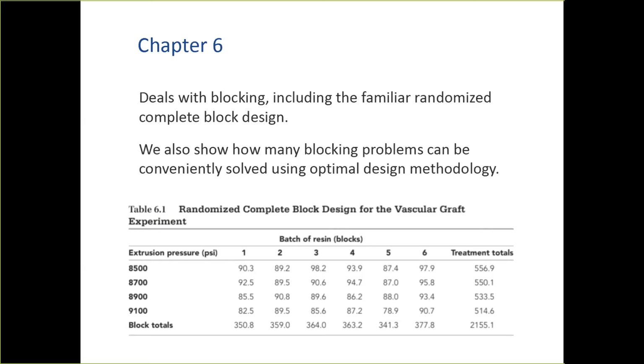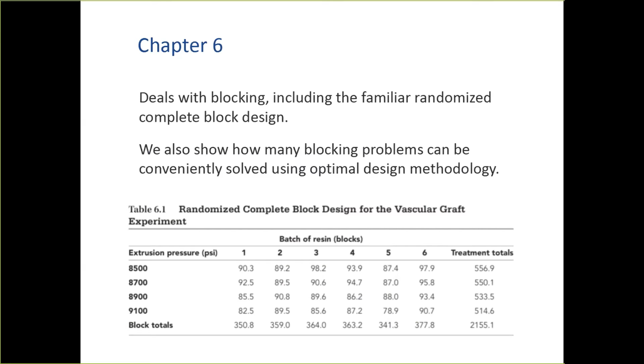We're looking at an extrusion process. There are 4 different pressures being used, and there are 6 different batches of resin, and the resin batches are the blocking factor. And each one of these blocks is large enough to hold every one of the treatments in the design. So this leads to the randomized complete block design.